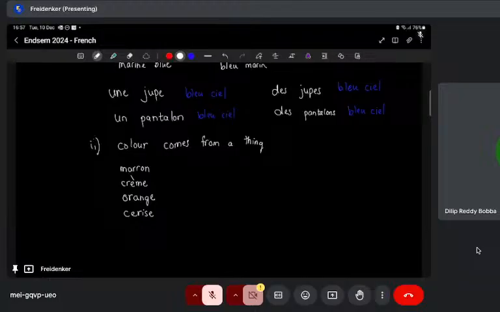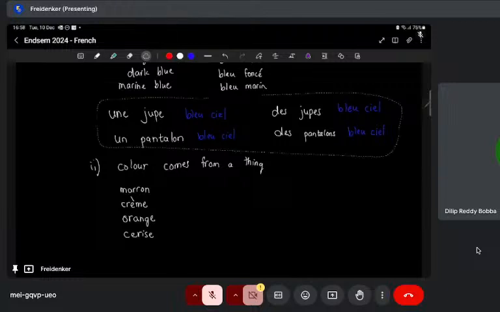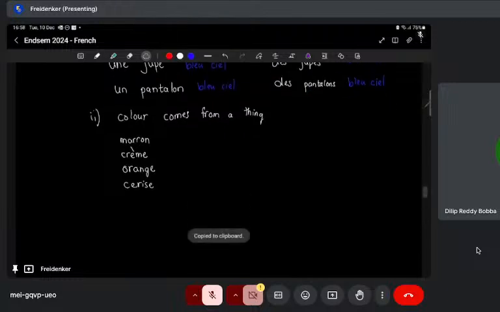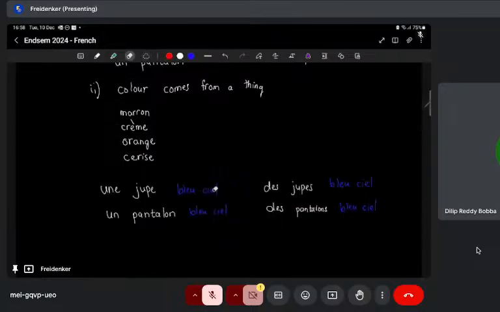So I will do the same exercise. I will try to say orange skirts, and orange pants. Let us see what is going to happen. Will my orange get an extra S or not? We'll see. You might think if I write it beside jupe, I will get an extra E, but that is not the case, because it comes from a thing. So in this case also the adjective remains the same.